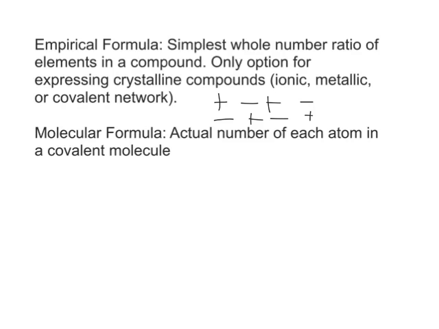On the other hand, if you've got something that's a covalent molecule and it has a beginning and an ending, like water, then you can just write a molecular formula, which is the actual number of atoms in the molecule. It might be equal to the empirical formula. It might not, as we'll look at some examples later.